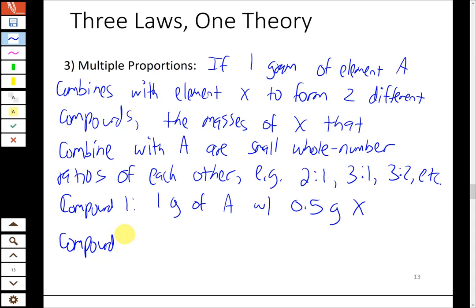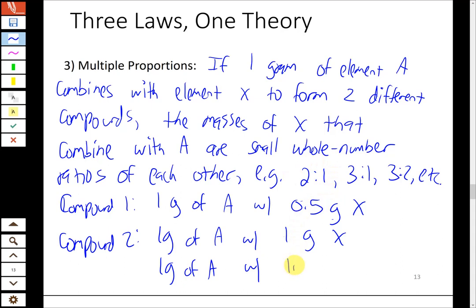Compound 2 could have a lot of different possibilities, but it's going to be some simple multiple of 0.5. So it could be 1 gram of A with 1 gram of X, basically this times 2, or 1 gram of A with 1.5 grams, that times 3. So those two amounts are going to be related to each other in a simple way. If this is 0.5, this is going to be some simple multiple of 0.5. Double it, triple it, maybe multiply it by 3 over 2, but those are going to be closely related to each other.